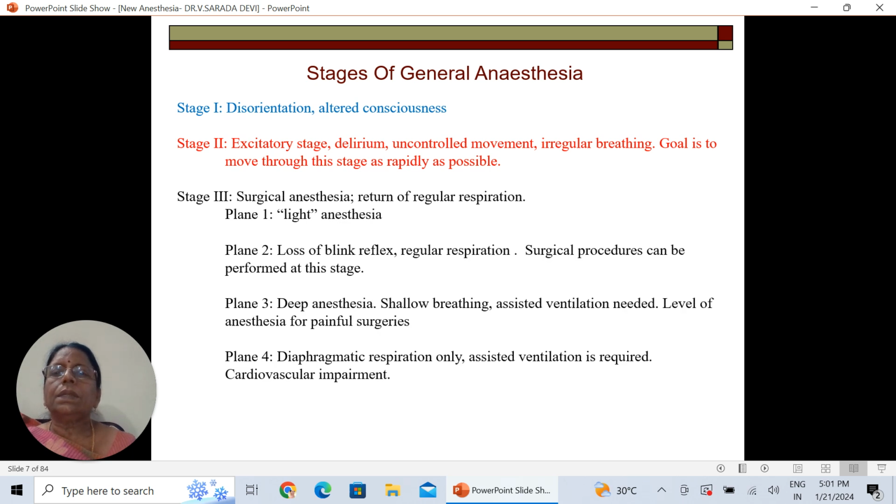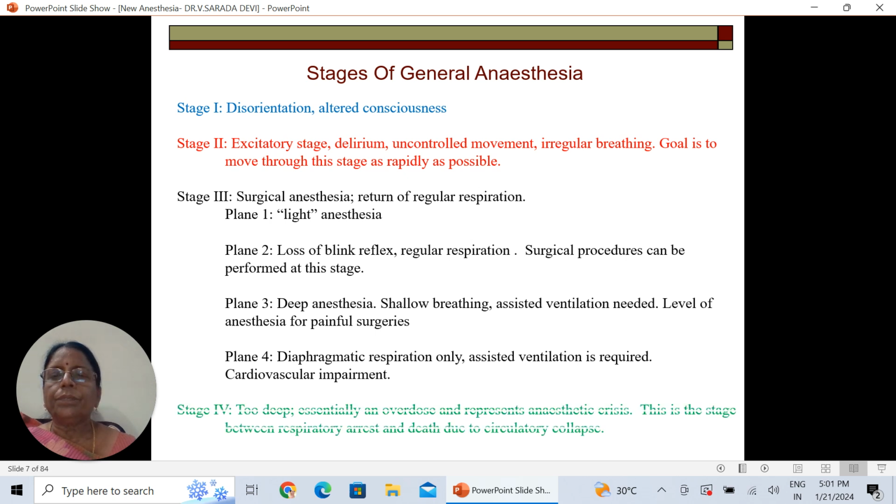Stage 3 is surgical anesthesia and return of regular respiration. It has 4 planes. Plane 1 is light anesthesia. Plane 2: loss of blink reflex, regular respiration. Surgical procedures can be performed at this stage. Plane 3 is deep anesthesia, with shallow breathing, assisted ventilation needed, and the level of anesthesia for painful surgeries. Plane 4 is diaphragmatic respiration only, assisted ventilation is required, and cardiovascular impairment will be there.